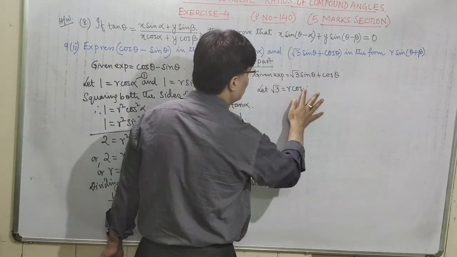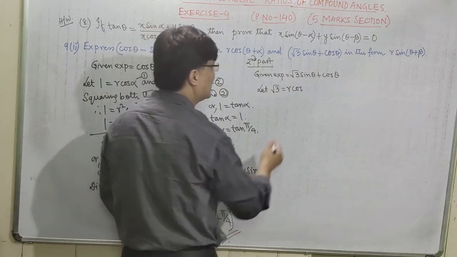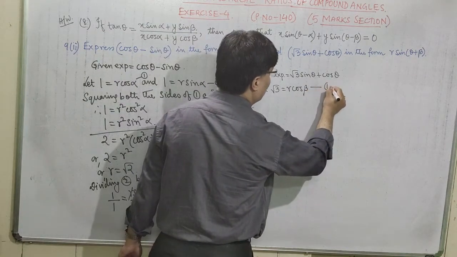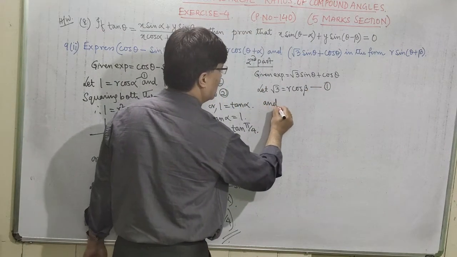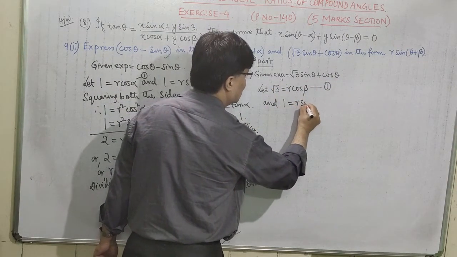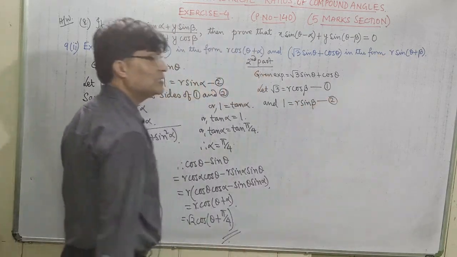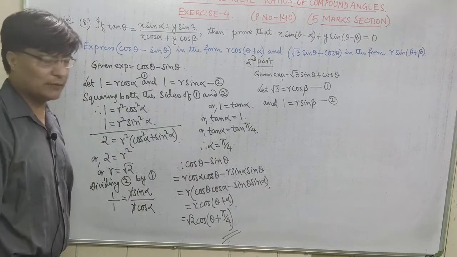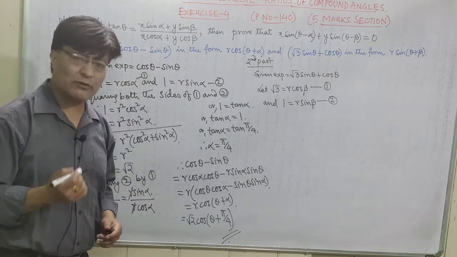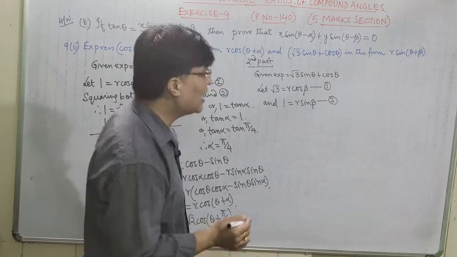So here you can assume not alpha here. You have to assume root over 3 is equal to r cos beta. Let us mark it as number 1. And what is the coefficient of cos theta here? That is 1. So 1 can be taken as r sine beta, so that we can have the formula sine A cos B plus cos A sine B. Okay. So now from here also you have to find out the value for r eliminating beta, and also you have to get the value for beta eliminating r.